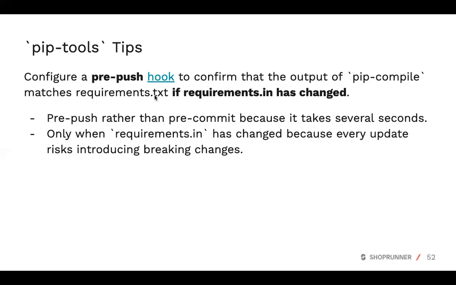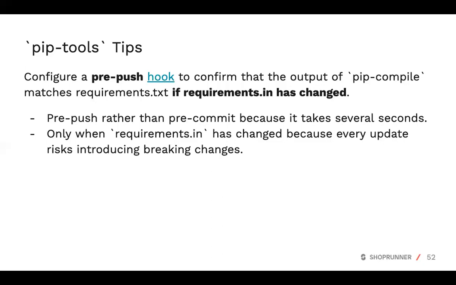The details here are important. We make it a pre-push hook instead of a pre-commit hook. A pre-commit hook would run every time you commit your code. A pre-push waits until you try to push it. We do that because the compilation process takes several seconds to run. It's not minutes, it's seconds, but it's long enough that it would be a little bit annoying to do every time you commit. And we decided to run it only when the requirements.in has changed, because at that point you have to recompile if your direct requirements have changed.